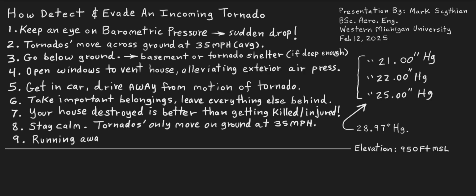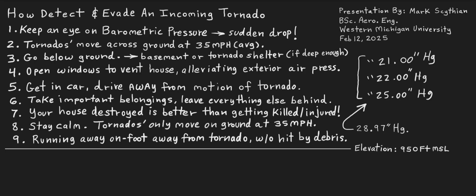And then lastly, running away on foot, if you detect the tornado, or on bicycle or whatever, as long as you get away from the tornado, and if you detect it fast enough and you can only run like 7 or 8 miles per hour, you're probably going to be in the next town by the time it comes to your area. And again, try to avoid getting hit by debris, and you can cover up with some sort of windbreaker, even a trash bag if you need to.